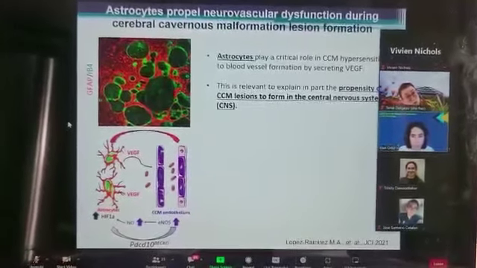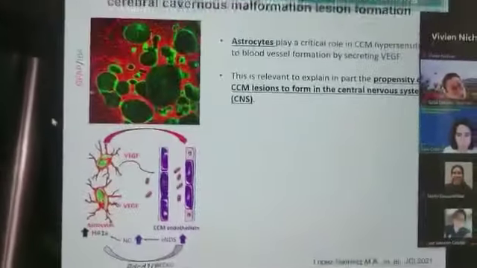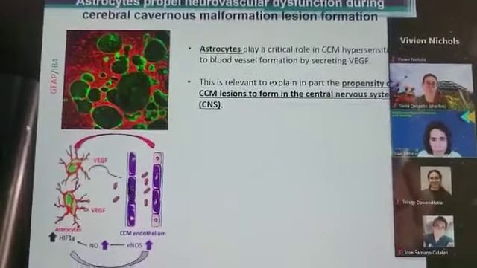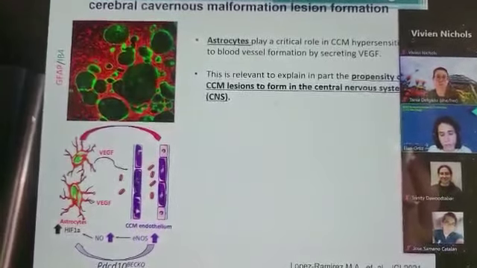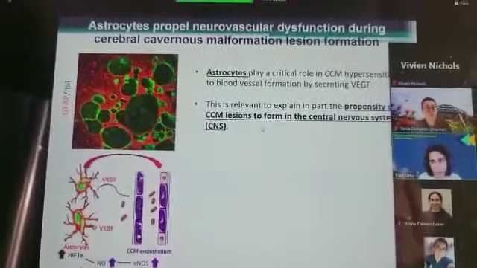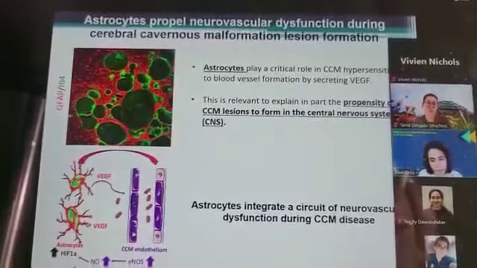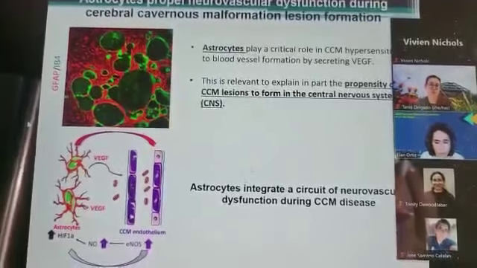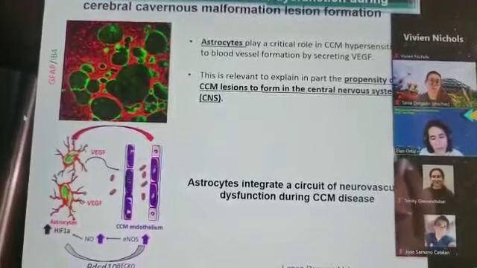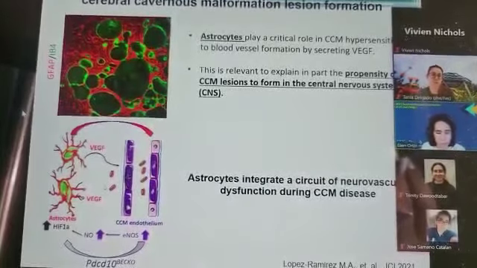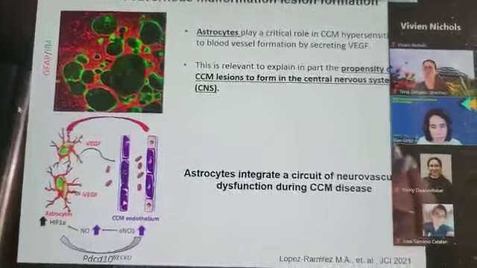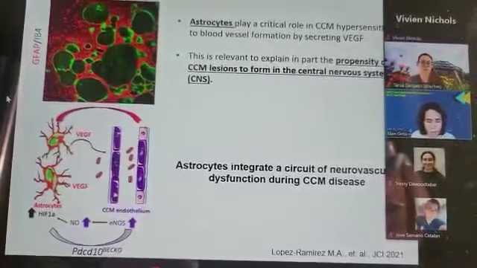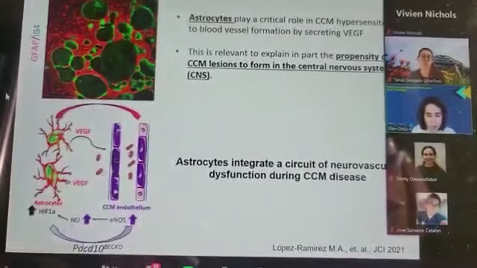Astrocytes in particular play a critical role in CCM hypersensitivity to blood vessel formation by secreting VEGF. And this is relevant to explain the propensity of CCM lesions to form in the central nervous system, because astrocytes are primarily found in the brain. And from that, with the VEGF secretion, astrocytes integrate a circuit in neurovascular dysfunction during CCM disease, where they basically cause a feedback loop where they release the protein and then they cause damage to the CCM endothelium. And this is all in the knockout model as well. If there isn't the knockout, then it won't happen.